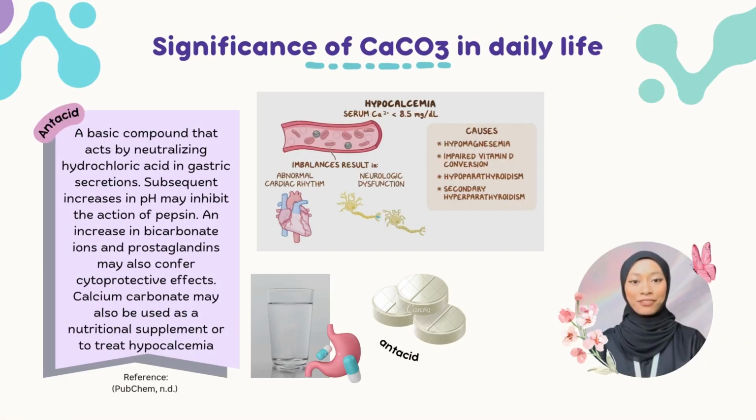As I mentioned previously, calcium carbonate is also used in the making of antacid tablets. Well, an antacid tablet is a compound that neutralizes the hydrochloric acid in gastric secretions. Increasing the pH level in the gut or in our stomach inhibits the action of pepsin. Therefore, the increase in bicarbonate ions and prostaglandins may also confer cytoprotective effects. Calcium carbonate may also be used to treat hypocalcemia, which is a condition of having low levels of calcium that leads to muscle cramps, numbness, and cardiac arrhythmias.